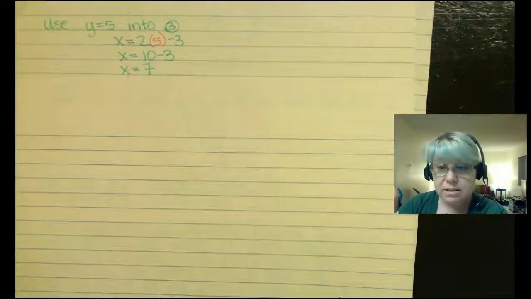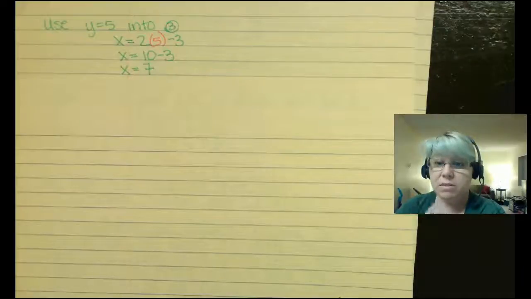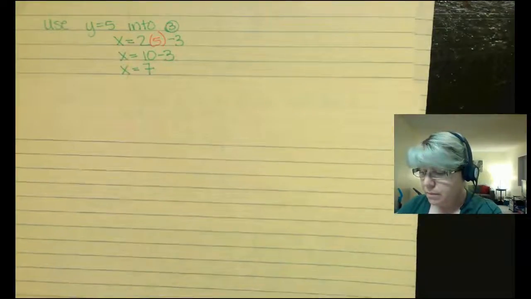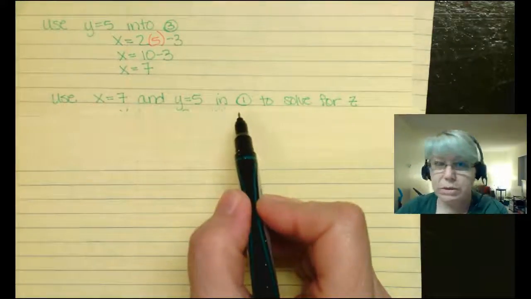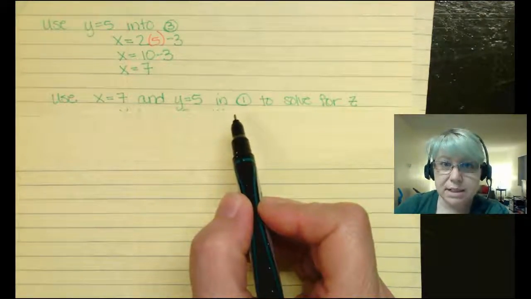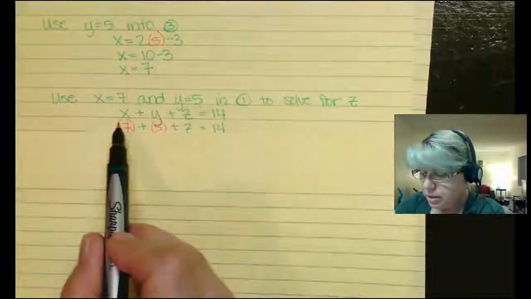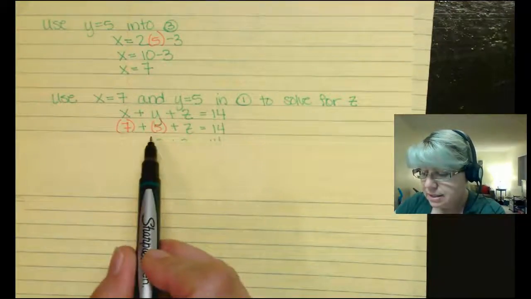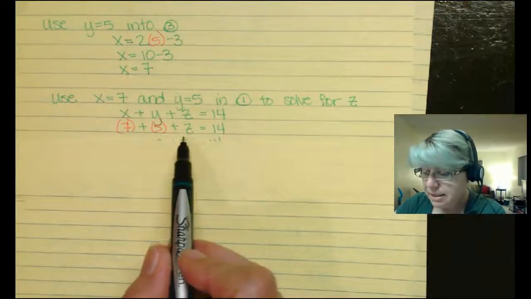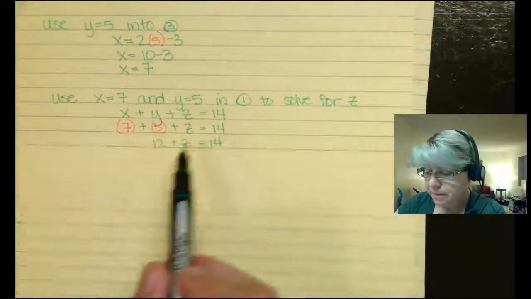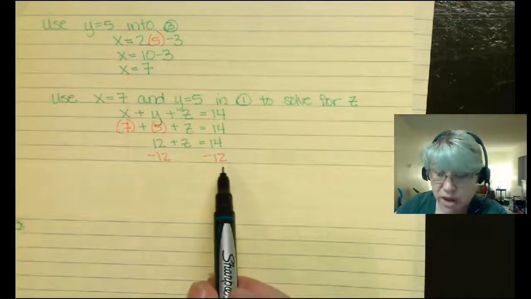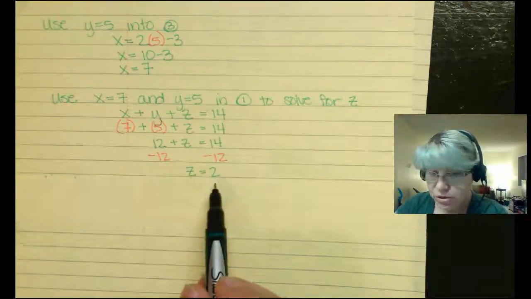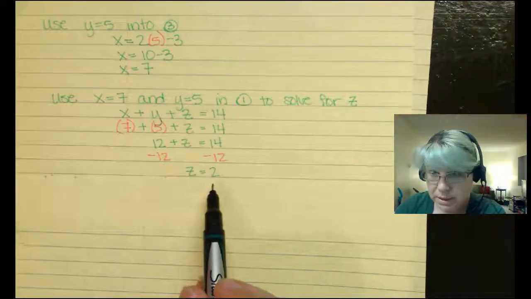Now we know x, we know y. Let's solve for z. I'm going to take the easier one. I'll plug it into the first one, where it was x plus y plus z equals 14. So 7 plus 5 plus z equals 14. That's 12 plus z equals 14. Subtract 12 from both sides. Z equals 2. But what does that mean?